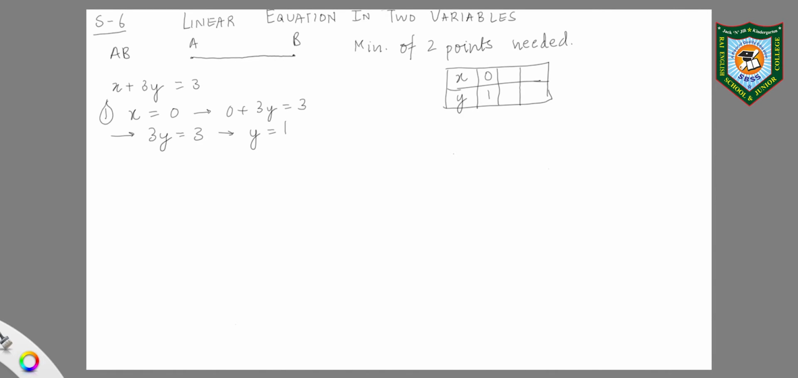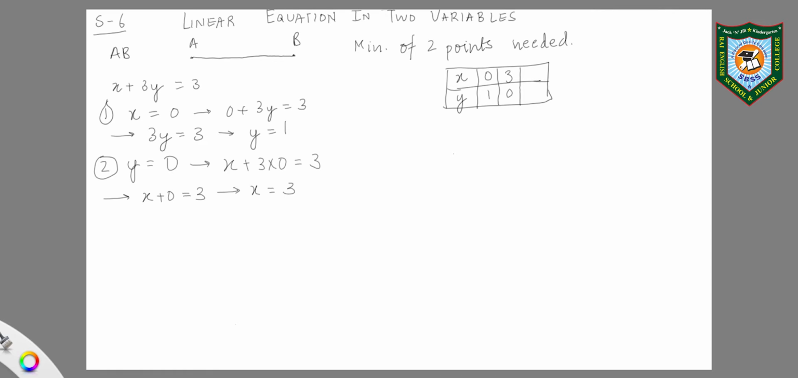So this is my first set of values. Now for my second set of values, I cannot choose x is equal to 0 or y is equal to 1 because it is going to give me the same result. So I'm going to take y is equal to 0 in this particular case. Now I have y is equal to 0, that gives me x plus 3 into 0 is equal to 3, which is x plus 0 is equal to 3, which gives me x is equal to 3. So my second set of points is x is 3 and y is 0.